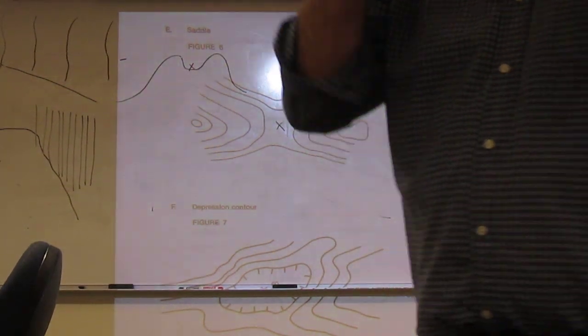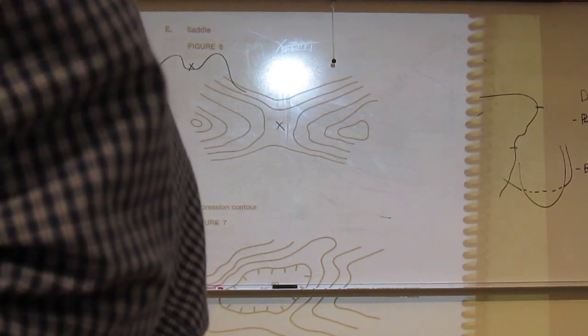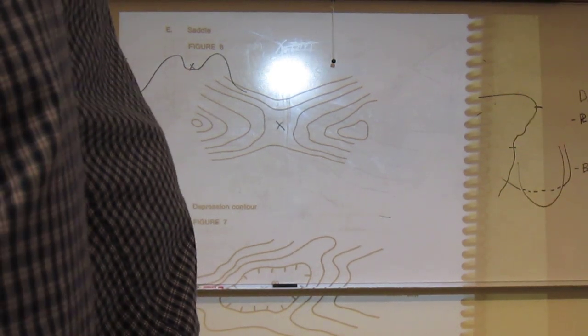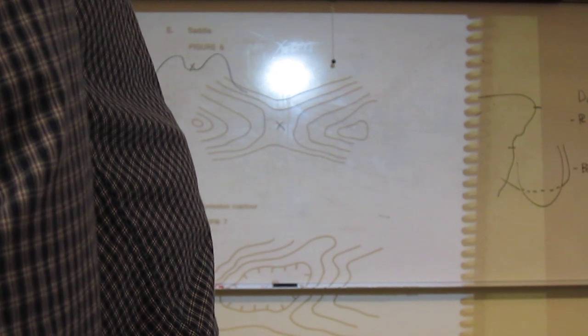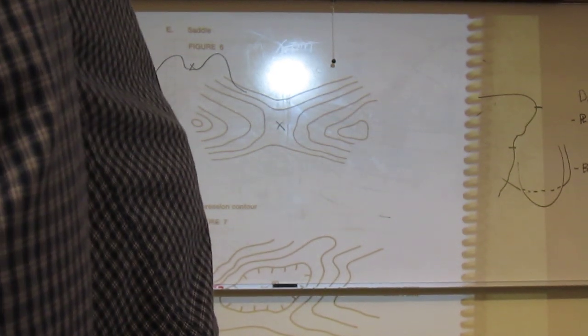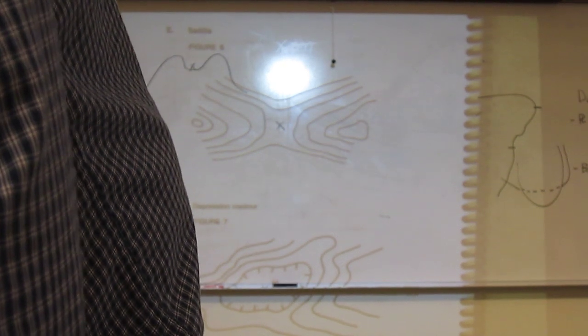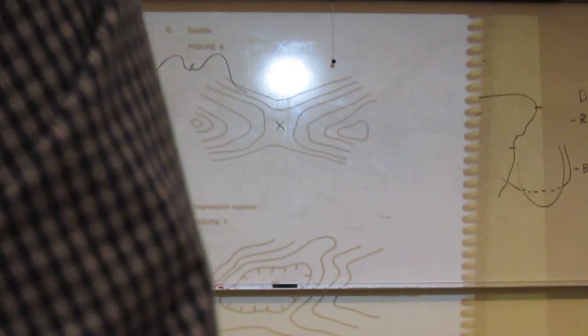Right here there's an X, but that's not a saddle. That's a peak. That's probably got a saddle with it though. Here's another peak right here. See this flat area right between? That's the low spot in between those two peaks. This one here is actually a ridge top, so that's not a saddle. Notice how they don't go back on each other.